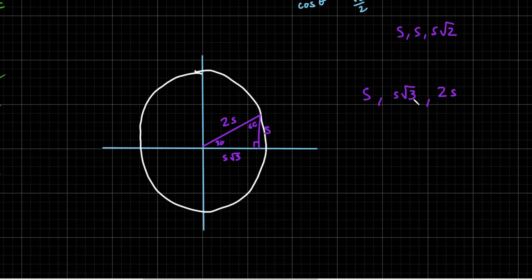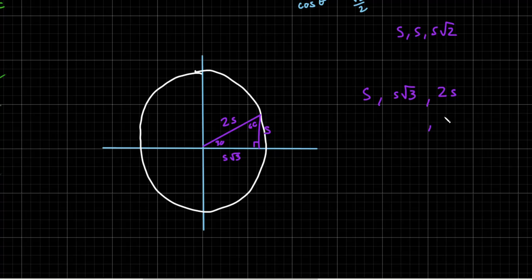Which side do we already know, Wenzel? The s. Which one is the radius? Which one represents the radius? s is this side right here. Okay. Which one starts at the center and goes to a point on the circle? Yep, 2s. So 2s equals what in this problem?